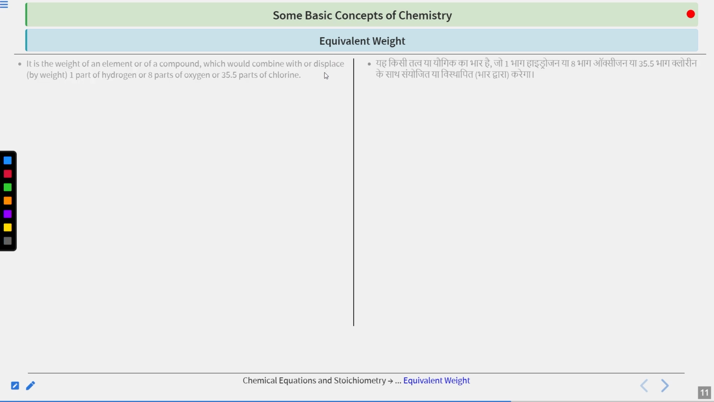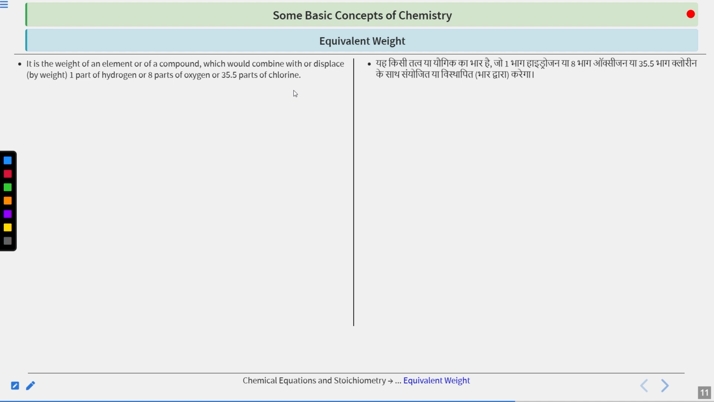Next is equivalent weight. It is the weight of an atom or a compound which would combine with or displace 1 part of hydrogen, or 8 parts of oxygen, or 35.5 parts of chlorine by weight. Okay, so this is the thing.